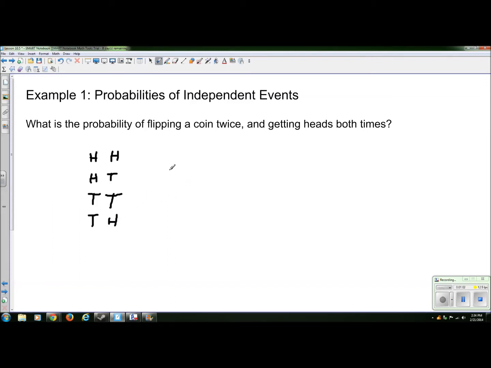Notice how this is related to the fundamental principle of counting. Right? I have two possibilities for my first event and two possibilities for my second event. Therefore, I have 2 times 2, or 4 possibilities altogether. So, what's the probability of flipping a coin twice and getting heads both times? Well, there's one event where that works out of 4 equally likely events. Therefore, I have a 1 in 4 chance of flipping heads both times.